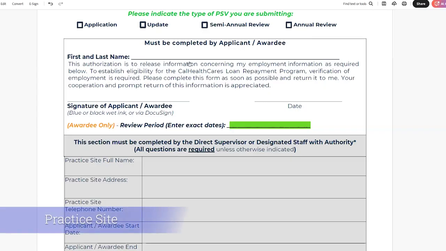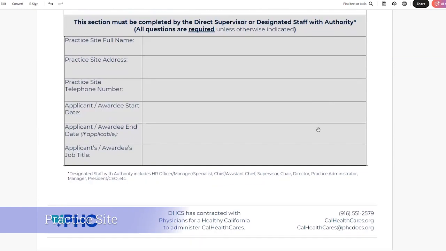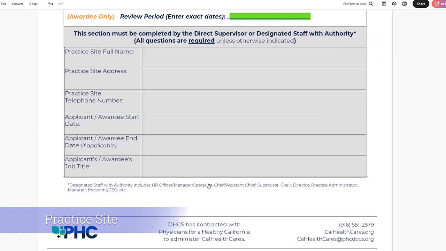After you've completed the top portion, you would route this form to your direct supervisor or designated staff with authority to fill out the shaded area, which is most of the form. Examples of designated staff with authority are included on the bottom here.